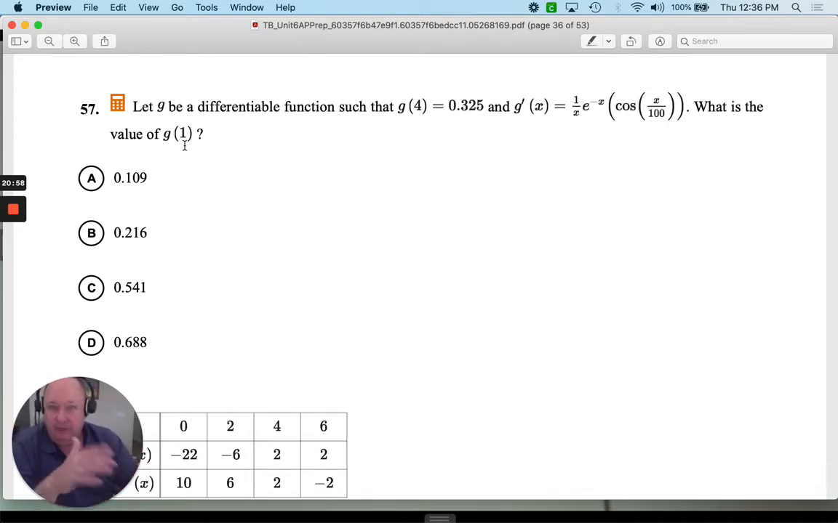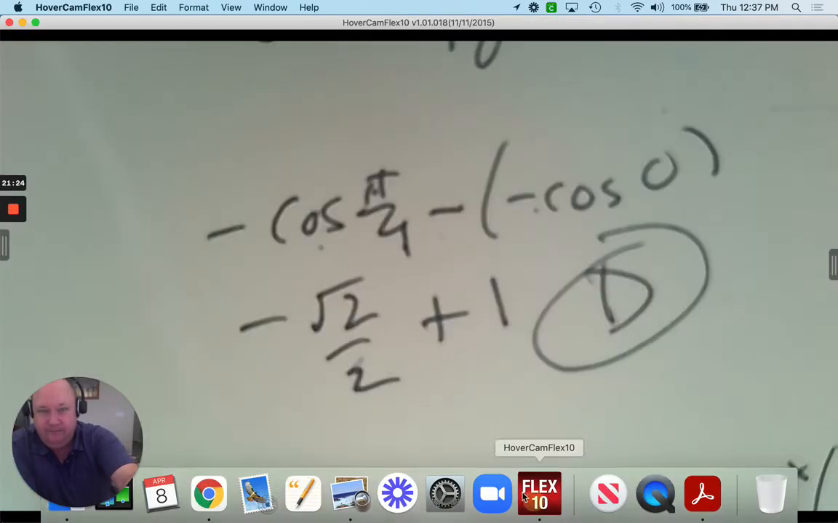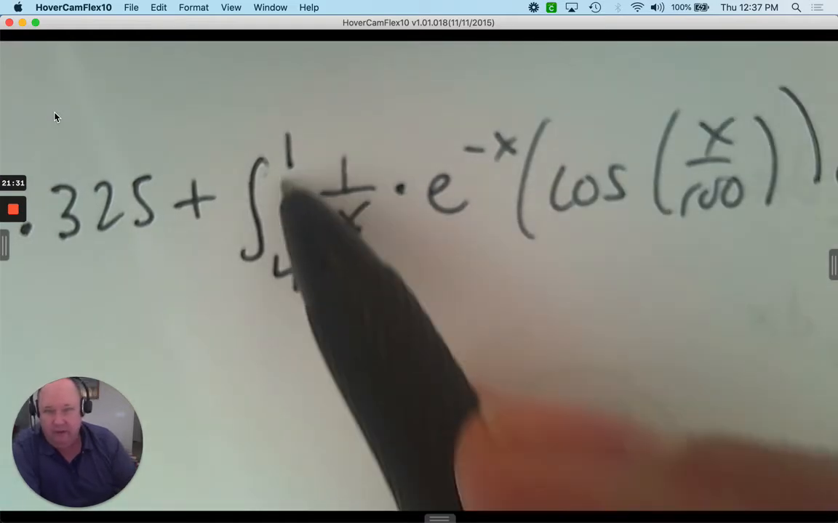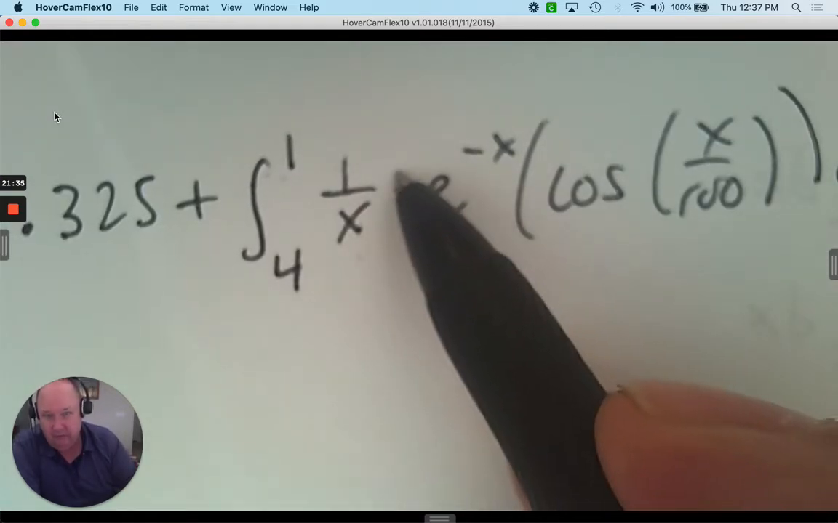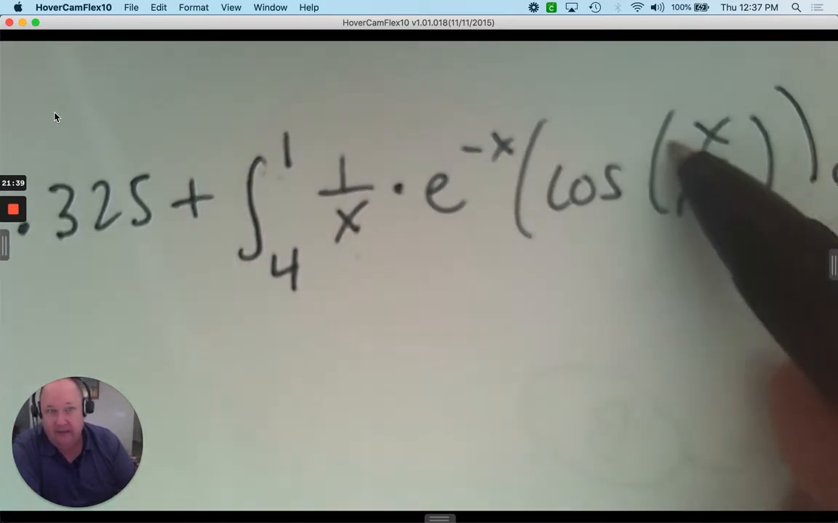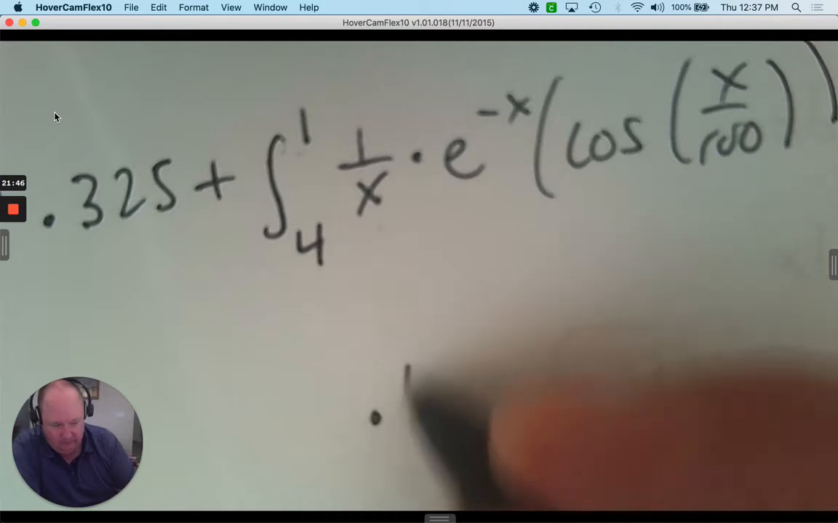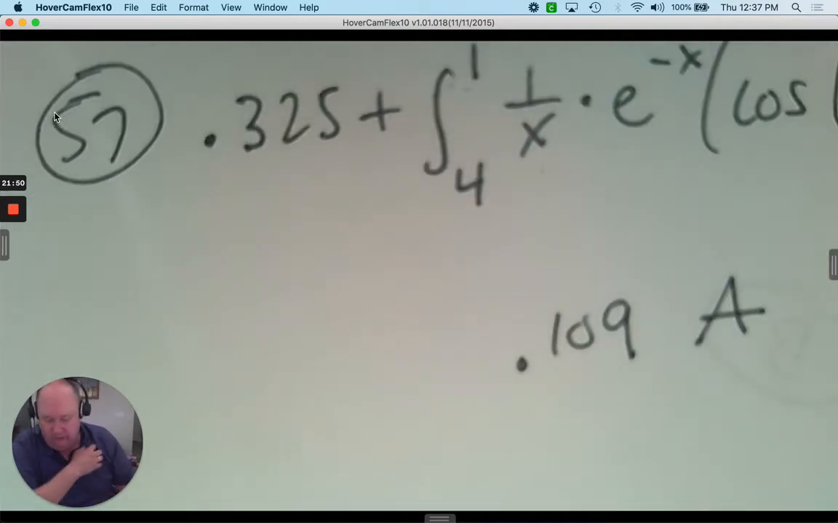So we're working backwards, but because the lower bound is 4 and the upper bound is 1, it allows us to work backwards. And then it's just the derivative. And so then you just need patience and type it in and go from there. So I'm going to let you do that. This is what you would type in. You start with 0.325 plus, you're integrating from 4 to 1, 1 over x. Make sure you go times, and then e to the negative x, parentheses, cosine, x over 100, all of that. Then press Control Enter, and if you did it correctly, you should get the answer 0.109. So the answer matches with A. Practice using your calculator. On to 58.